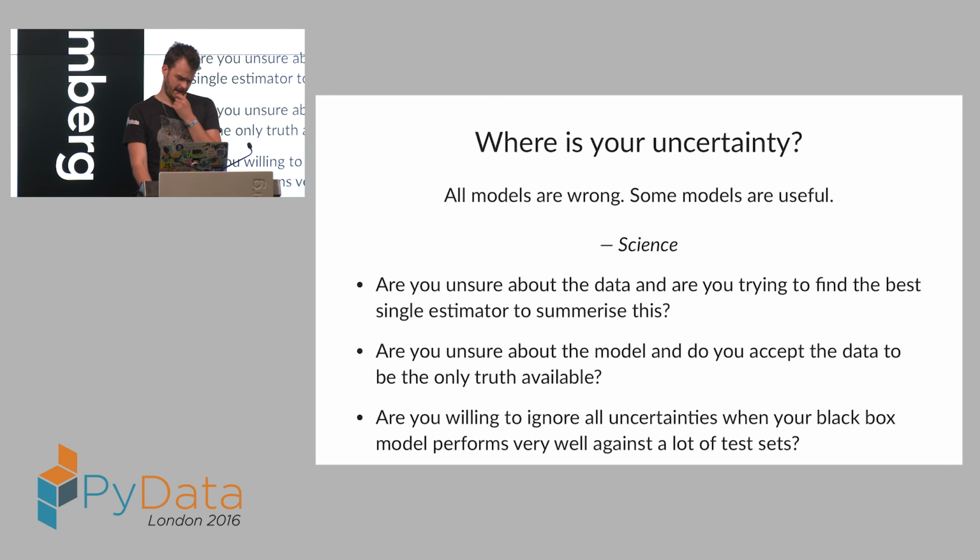And I think this is the best way to summarize it. All models are wrong. Some models are useful. What are you most uncertain about? Are you unsure about the data? And are you trying to fit the best single estimator to summarize this?